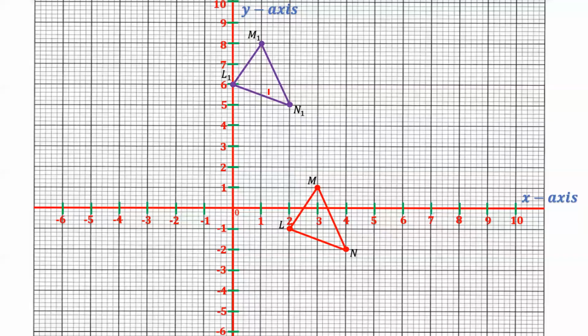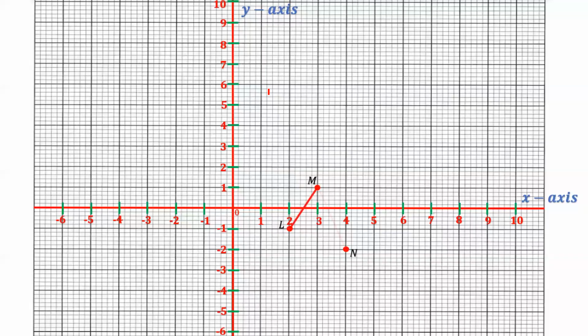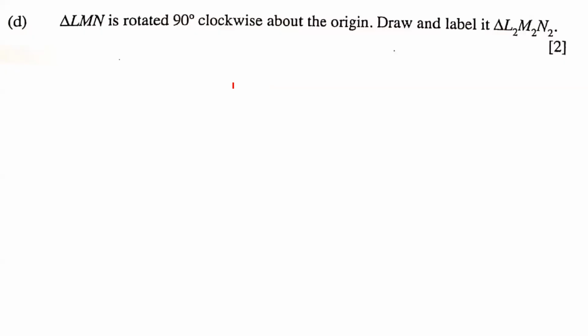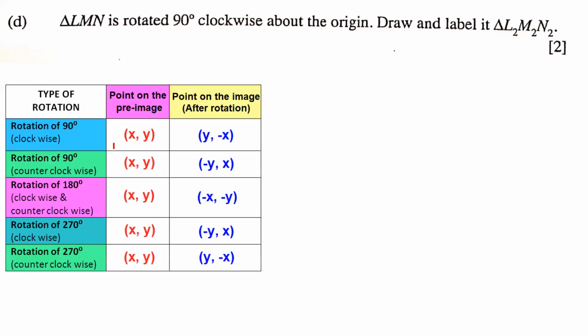The last one we did was C. So now we're going to move on to D. D says, triangle LMN is rotated 90 degrees clockwise about the origin. Draw and label it triangle L2, M2, and N2. Here we have a table showing us the different types of rotation and the point in the pre-image and the point after rotation.